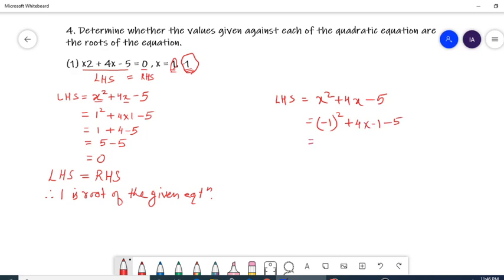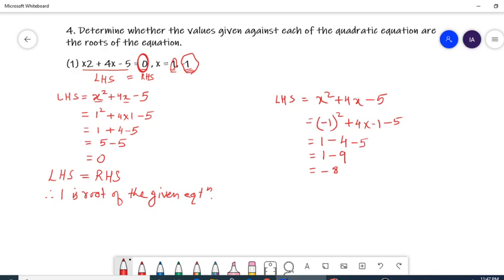On substituting, minus 1 square is 1. Plus and minus will give you minus, 4 ones are 4, and this is minus 5. So 1 will remain as 1. Negative 4, negative 5 will become minus 9. So when you subtract 9 from 1, you will get minus 8. So on substituting minus 1 in the left hand side of the given equation, it gives me minus 8. On the other hand, the right hand side of the equation is 0.